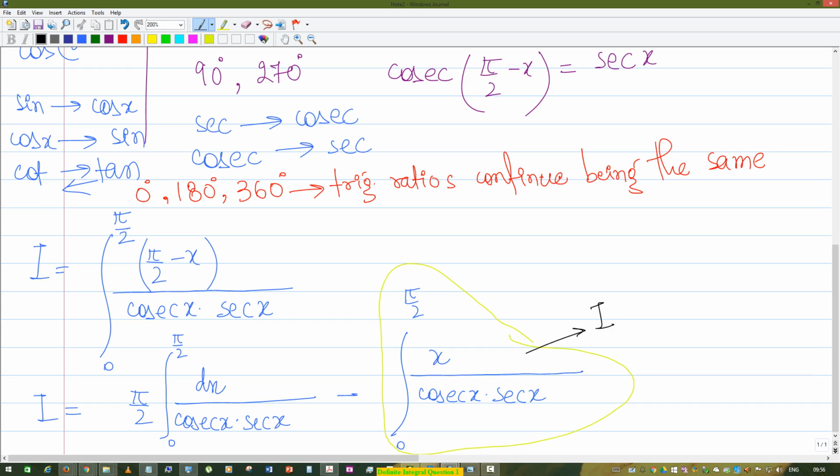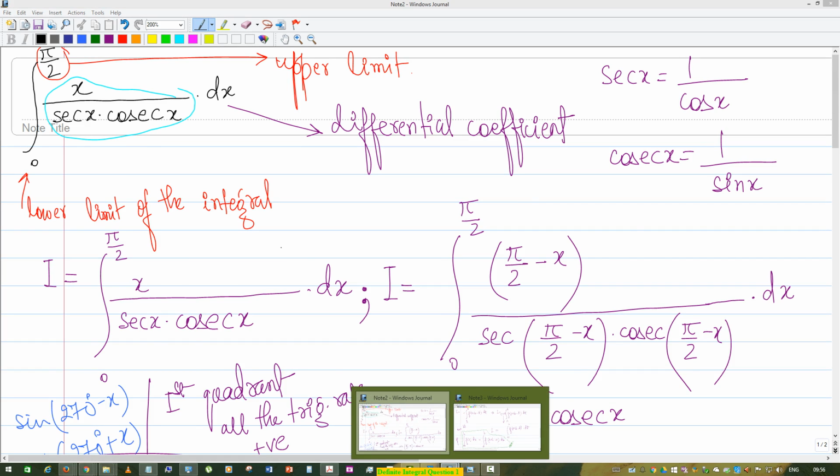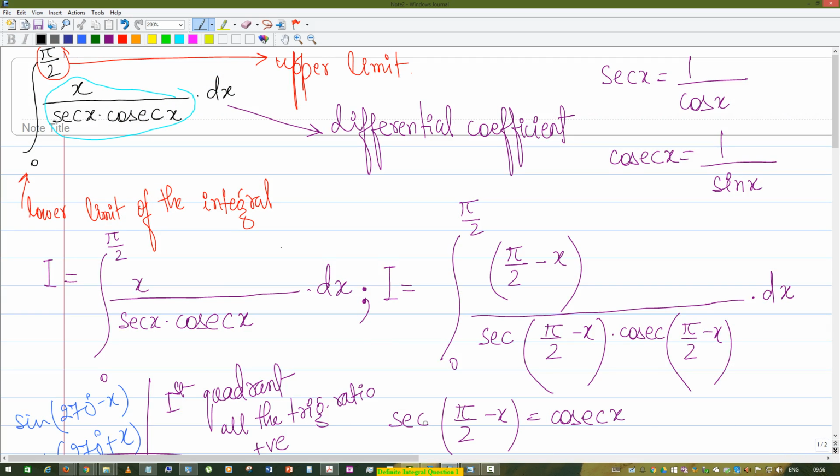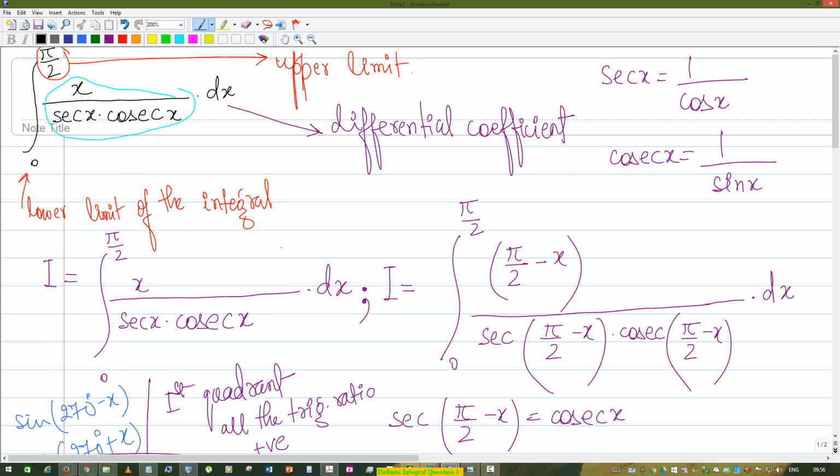Recall the question. The question was the integral from 0 to pi over 2 of x upon secant x cosec x dx. So the differential coefficient was dx, and the integral was x upon secant x cosec x from 0 to pi over 2. Okay, so we have it. This was the proof. Let me switch to the question part.